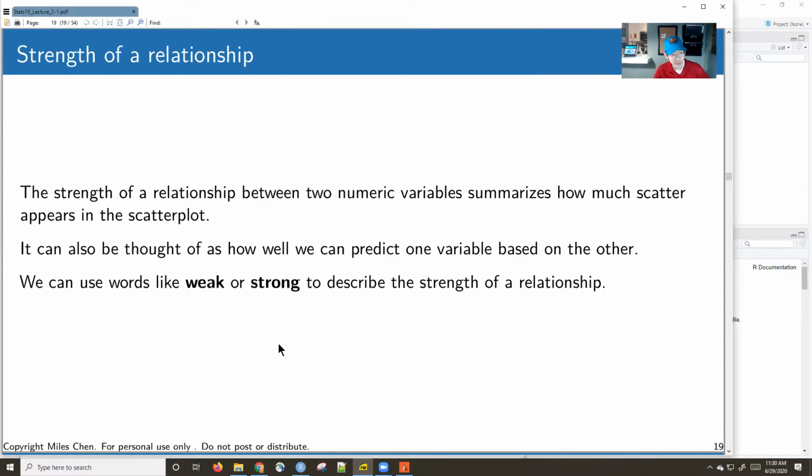All right, let's talk about the strength of a relationship between two numeric variables. Okay, and so if we're looking at the strength, we can use words like weak or strong. And what these words do is they describe how much scatter appears in the scatter plot, or how well you can make a prediction for one variable based on the other, right?